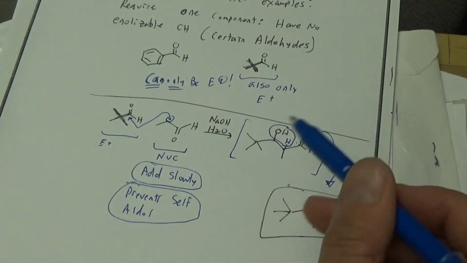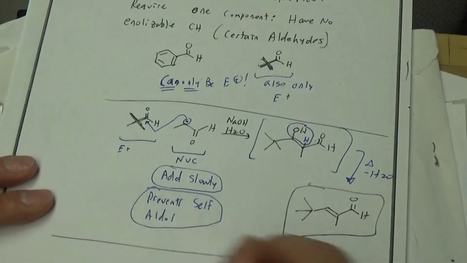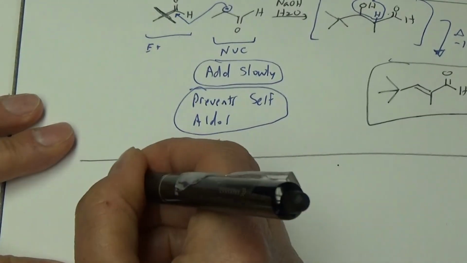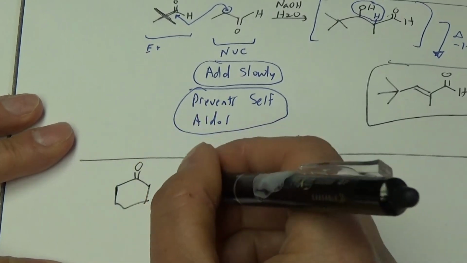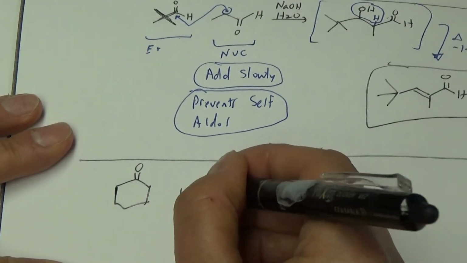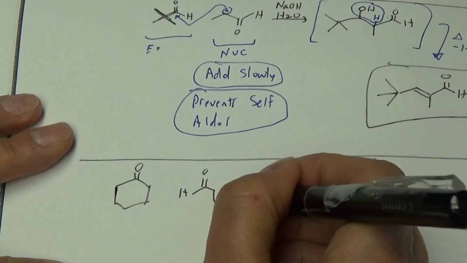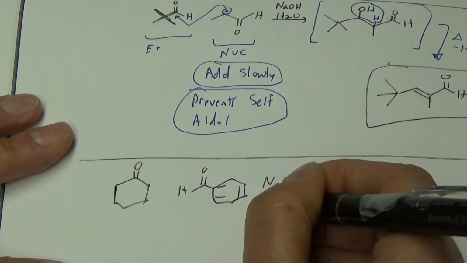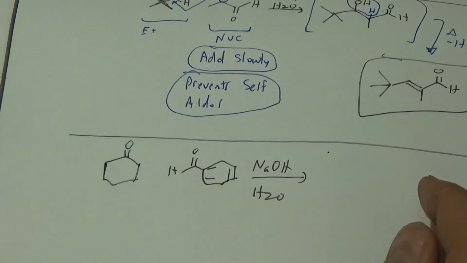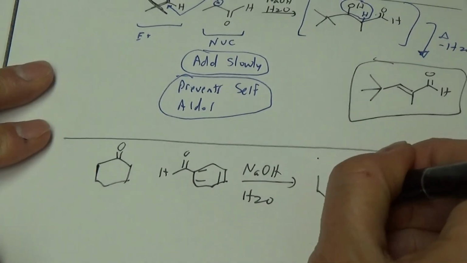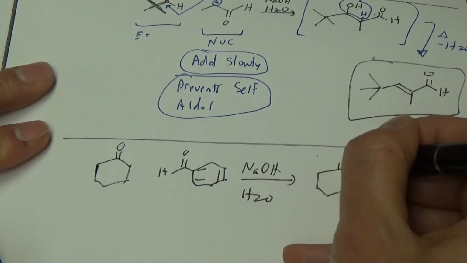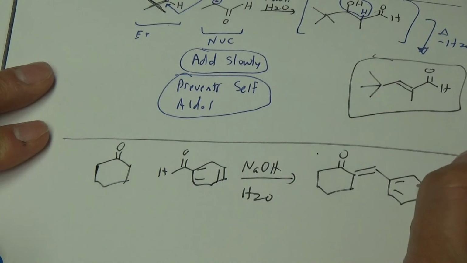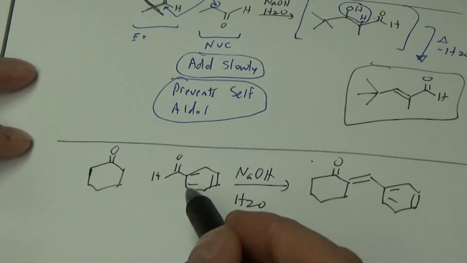Okay? Alright. I'm just going to draw one last one and we're done. So, one more ketone, and benzaldehyde, which we already said was a really good one. NaOH, H2O. Beautiful mixed aldol product. We'll talk about it next time again, but this is the same principle.